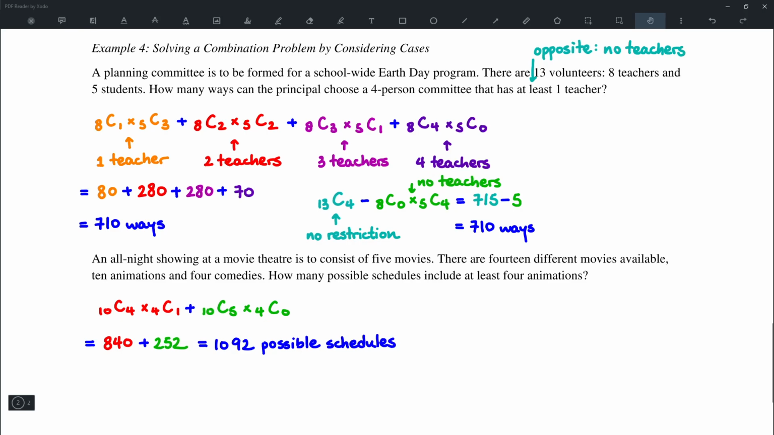So today we covered the difference between permutations and combinations. We looked at the combination formula, considered using combinations along with the fundamental counting principle, and finally we looked at what happens when there are combination problems involving cases.